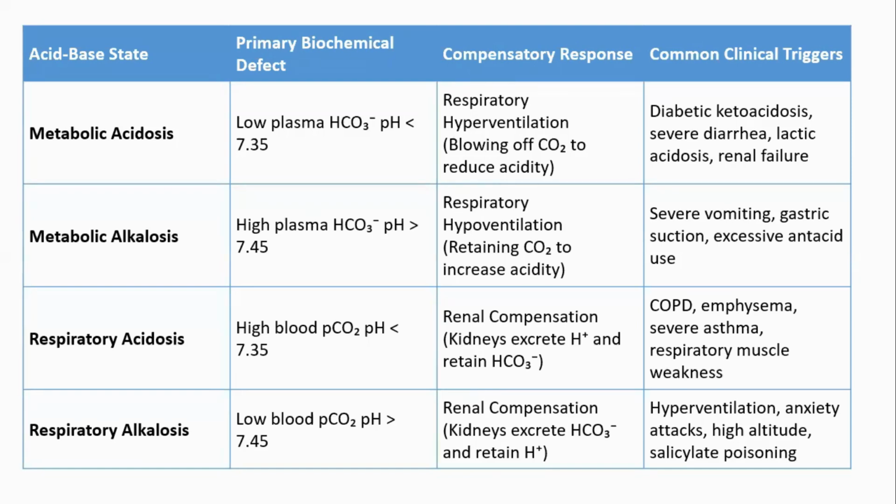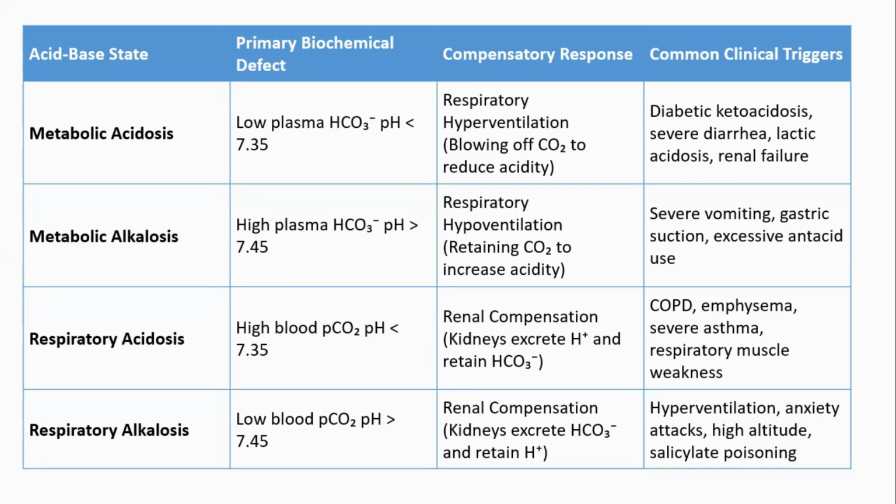Now the opposite situation. Metabolic alkalosis means bicarbonate becomes too high and blood becomes alkaline. The body responds by slowing down breathing to retain carbon dioxide. The classic CPGET question: persistent vomiting, when stomach acid is lost, alkalosis develops.